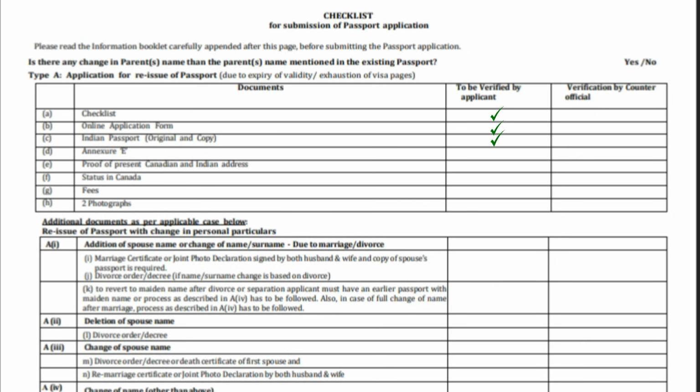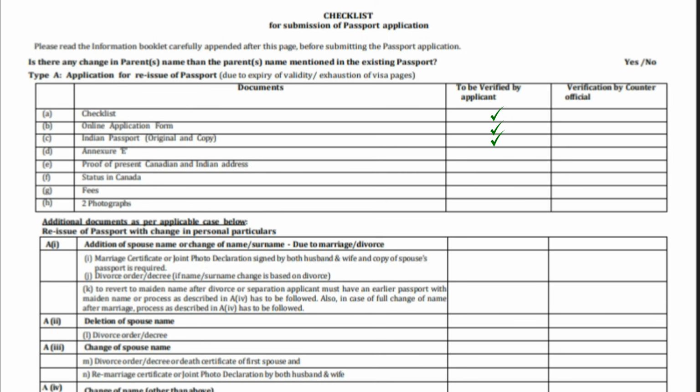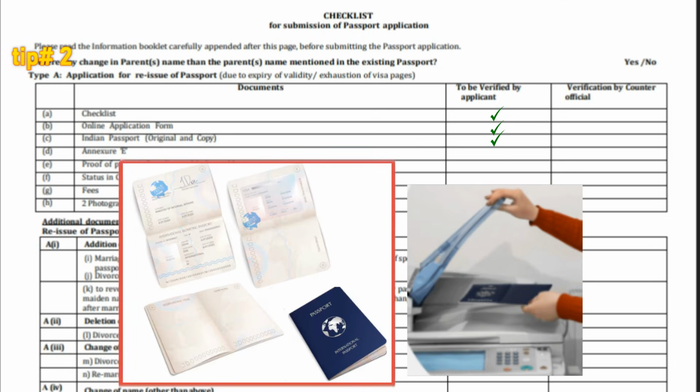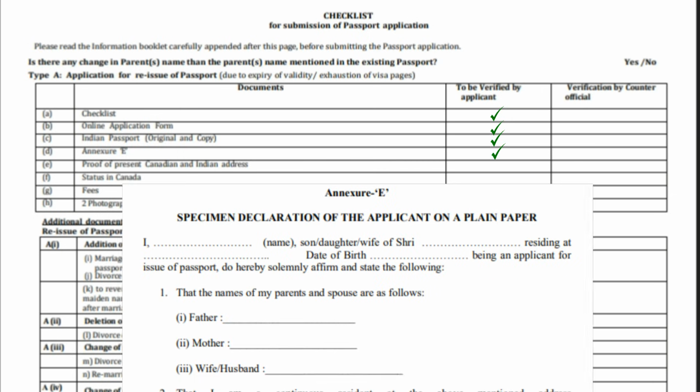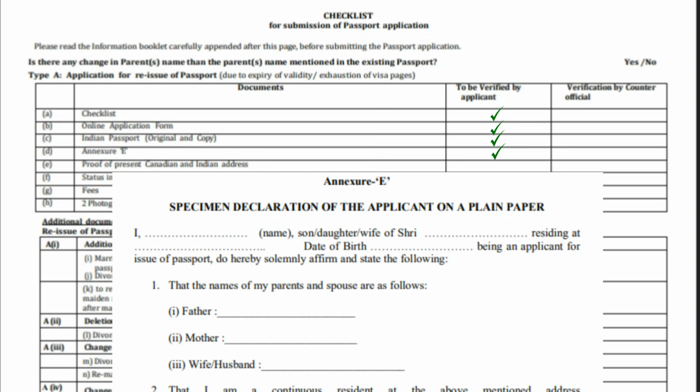They will need your existing Indian passport, both original and self-attested photocopies of front and back pages. Please note, they will keep your original passport during the processing period to cancel it and will return it back to you with your new passport. I would suggest taking a photocopy of all pages and keeping it with you for your reference. Next document is Annexure E. It's a specimen declaration of the application on a plain paper. We will discuss this also in detail.